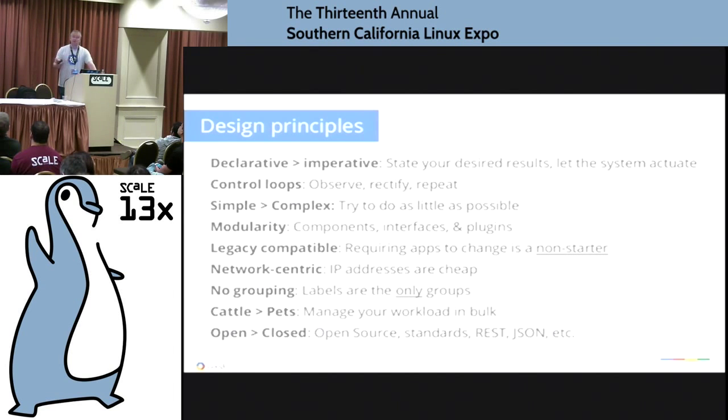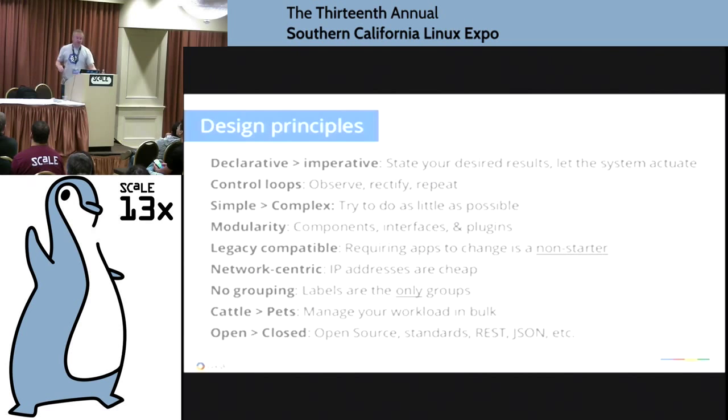We're very network centric, right? IPs are cheap and they make the whole thing simpler, so we're pretty loosey-goosey with IP addresses. This will be a problem for some people, but there's a whole new ecosystem of SDN, software-defined networking, that's emerging on top of Kubernetes. A core principle of the system is we do no grouping, right? Whatever grouping schema you define is immediately wrong because somebody wants something different.